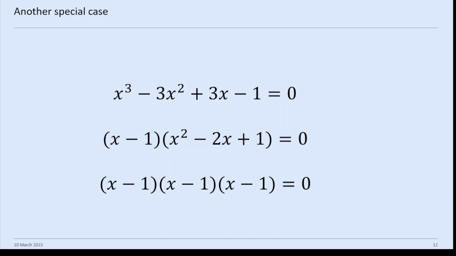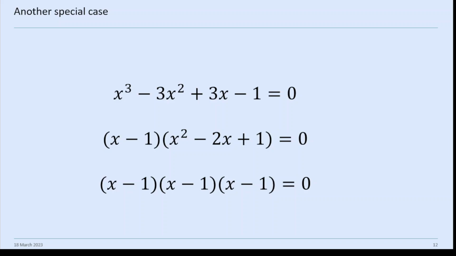Here's another special case. x cubed minus 3x squared plus 3x minus 1 equals 0. So actually, this is a bit harder, and to really do this, you have to know the binomial theorem, which we'll look at in a later video. But basically, you can see that this factorizes to (x minus 1) times (x squared minus 2x plus 1). And then x squared minus 2x plus 1 factorizes to (x minus 1) times (x minus 1). So this means that (x minus 1) times (x minus 1) times (x minus 1) is 0, which means that x must have been 1. And when you put x equals 1 back in, you get 1 minus 3 plus 3 minus 1, which is 0.